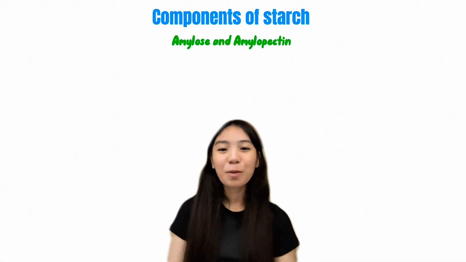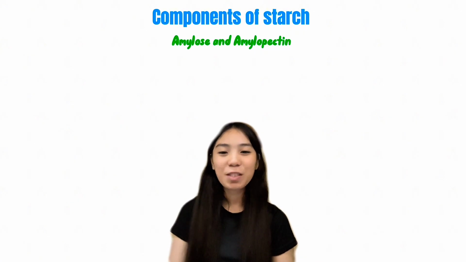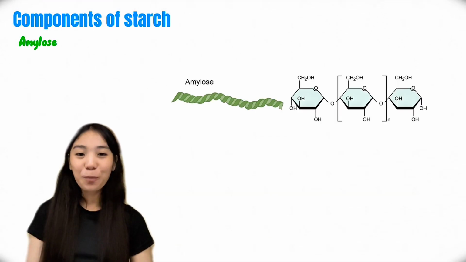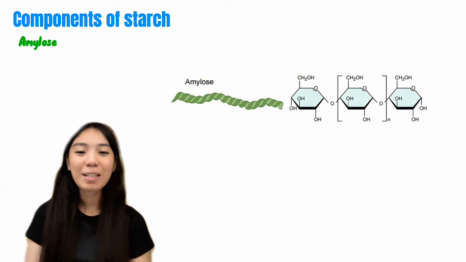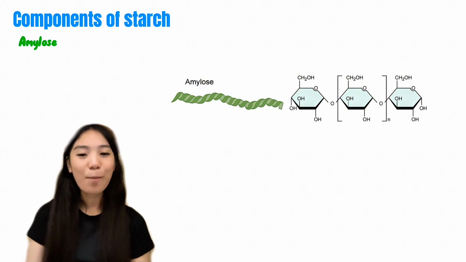Now, while we talk about starch as one thing, it's actually made up of two distinct components, two different types of glucose chains, each with its own unique personality. These two components are amylose and amylopectin. First up, we have amylose. Let's call it the straightforward one. Imagine a long straight chain of glucose units all lined up neatly. That's pretty much what amylose looks like.